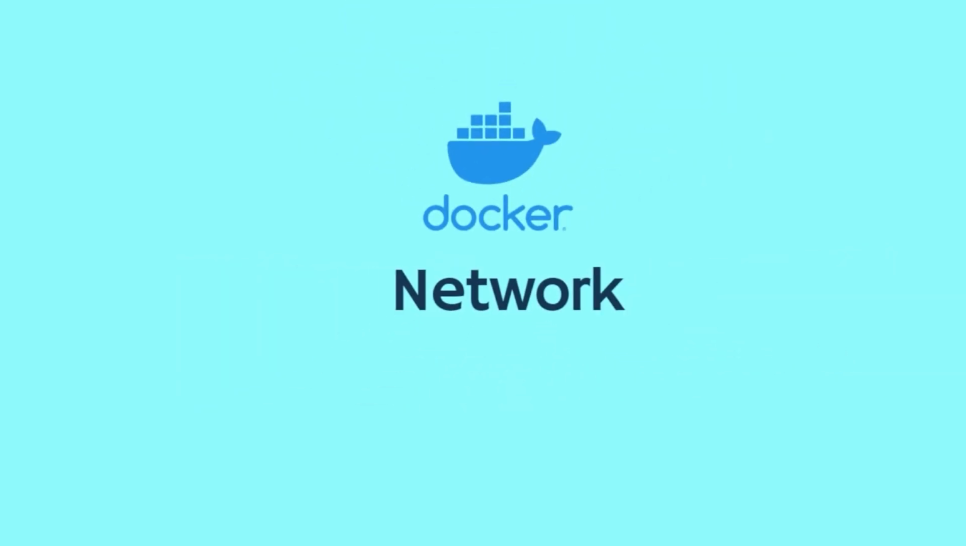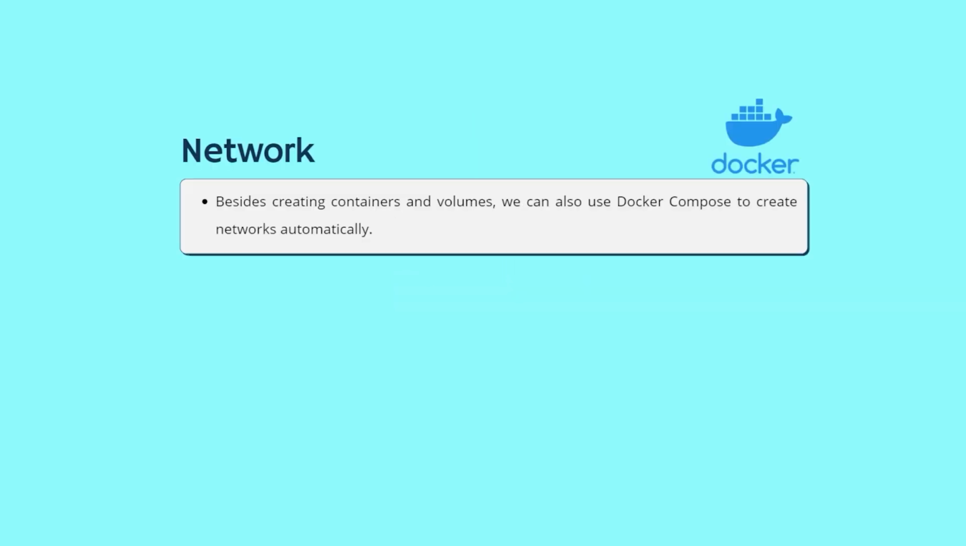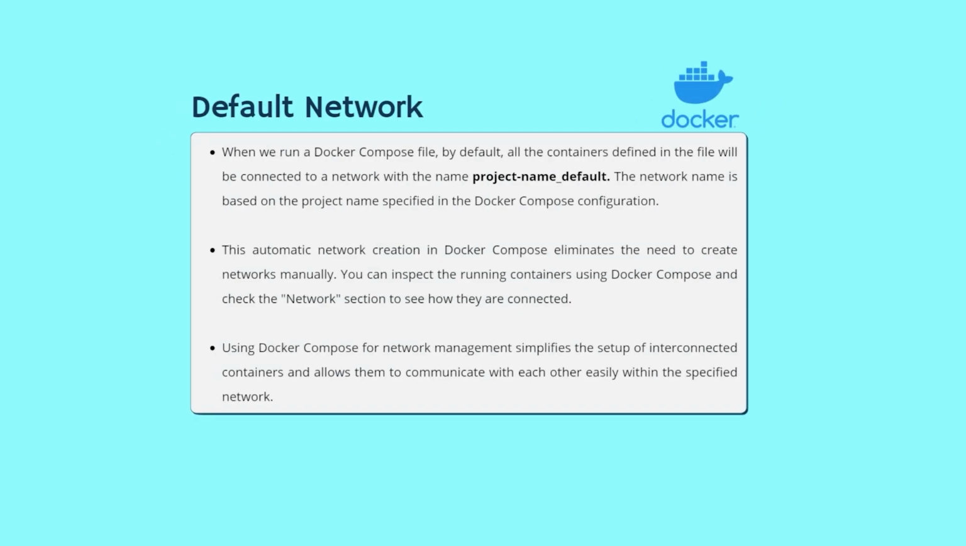Network. Besides creating containers and volumes, we can also use Docker Compose to create networks automatically. Default network. When we run a Docker Compose file, by default, all the containers defined in the file will be connected to a network with the name project name default. The network name is based on the project name specified in the Docker Compose configuration. This automatic network creation in Docker Compose eliminates the need to create networks manually.